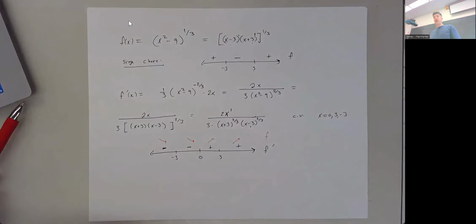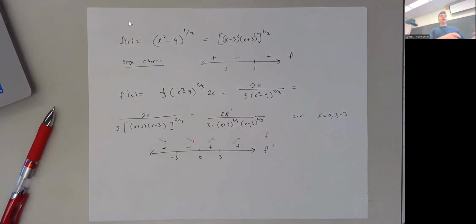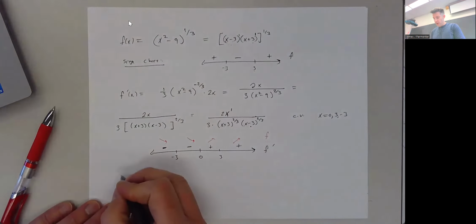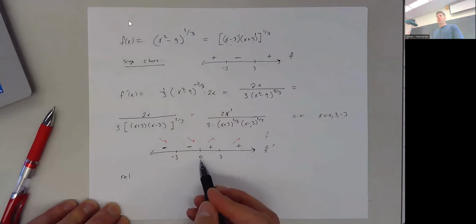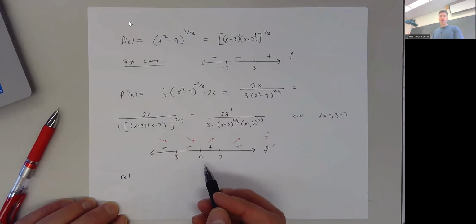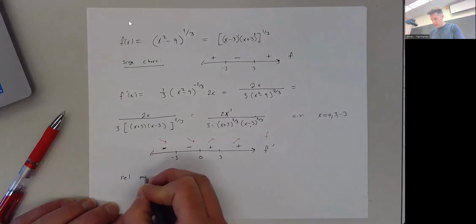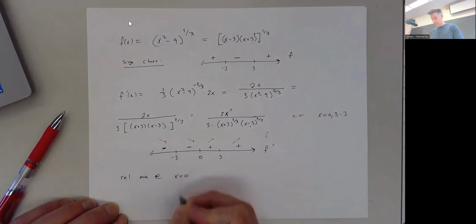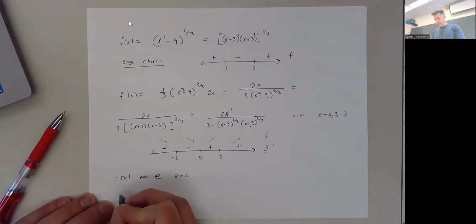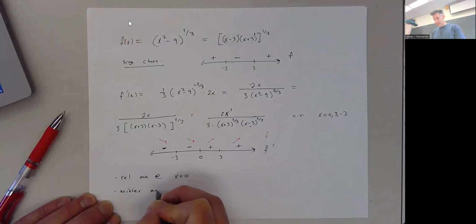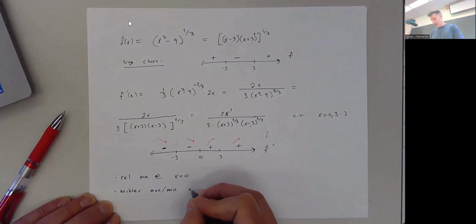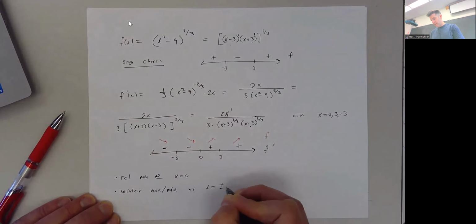Which means if we're talking about classifying critical values, we have a relative what at 0? A maxima or a minima? A relative minimum at x equal to 0. And at the other 2 critical points, we have neither max, and I do think he wants you to probably write this, neither a max nor a min at x equal to plus or minus 3.